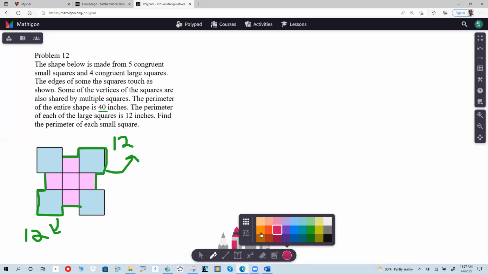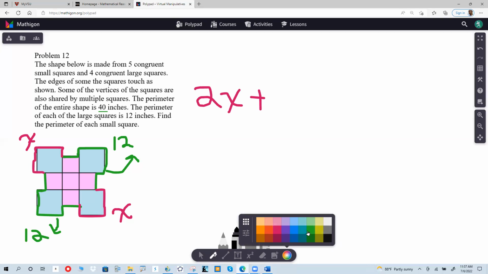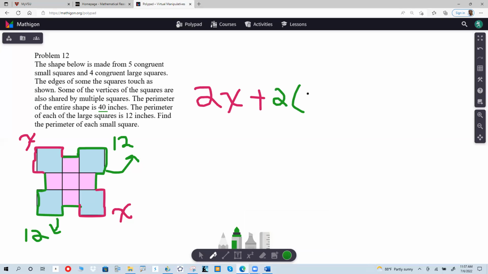And I am going to take the leftover pieces and make them pink. I'm going to call it X. And I have a leftover here too. Call this guy X. Now I can set up a nice clean equation. Let's do 2 times X first, and then 2 times 12 in green. This accounts for all of the boundary of this shape, which has a perimeter of 40.